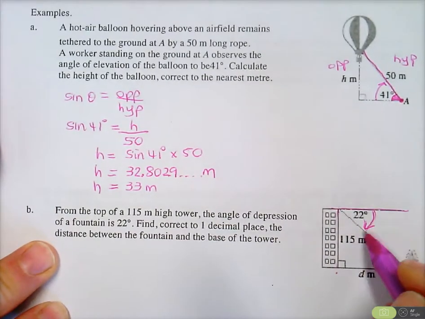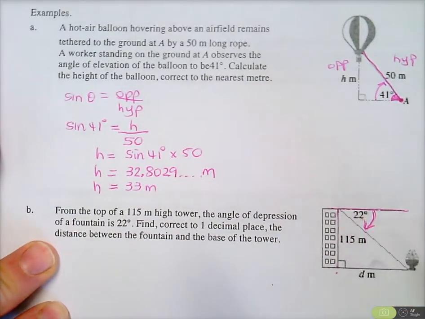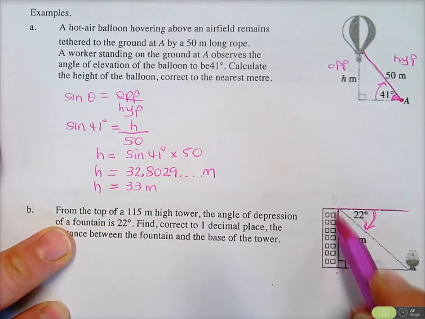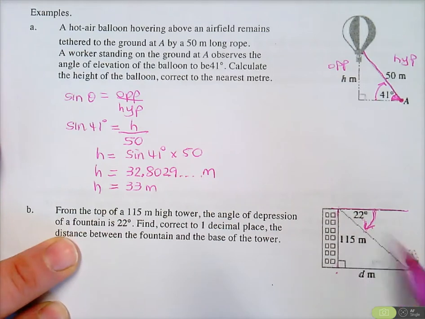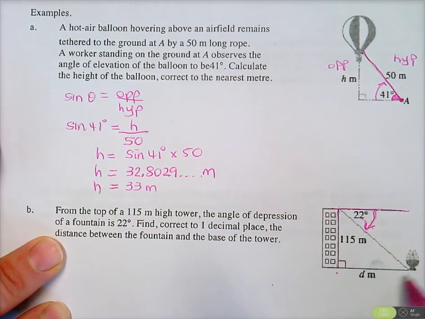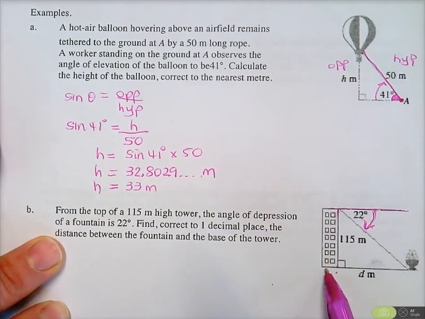Angle of depression from the horizontal looking down. So that angle there is 22. From the top of a 115 metre high tower, the angle of depression of the fountain is 22 degrees. Find, to one decimal place, the distance between the fountain and the base of the tower.